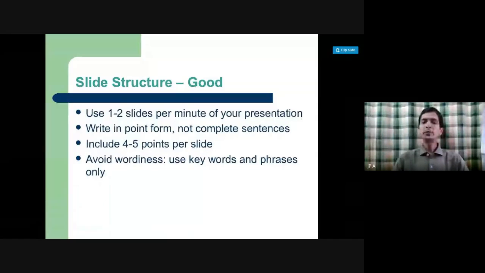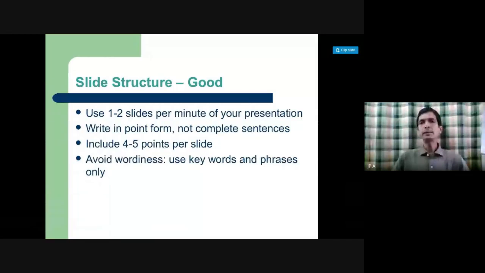There should not be more than 4 or 5 points in a slide. If there are 10-15 points on a slide, it also becomes very difficult to understand. You have to split it into 2 or more slides.